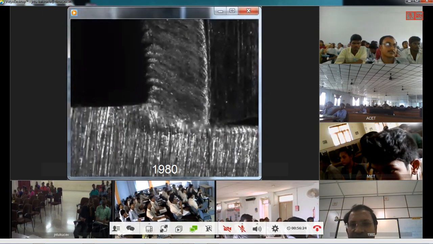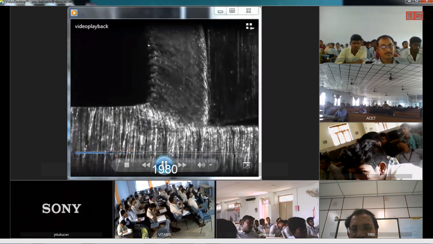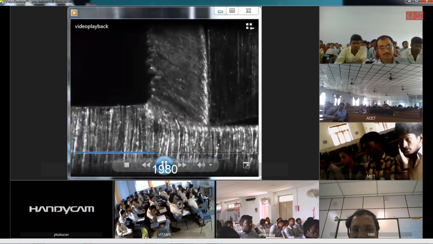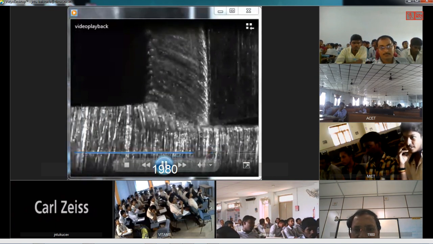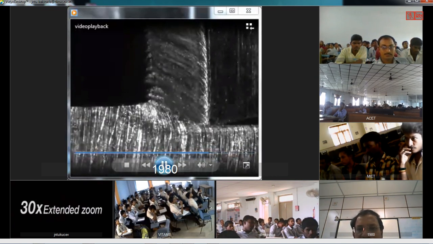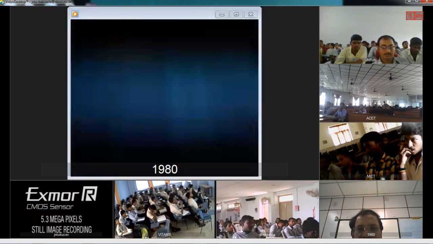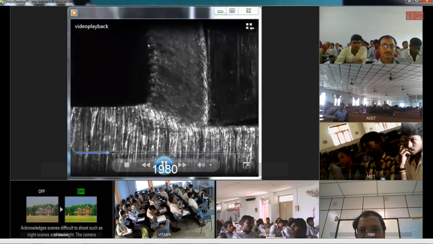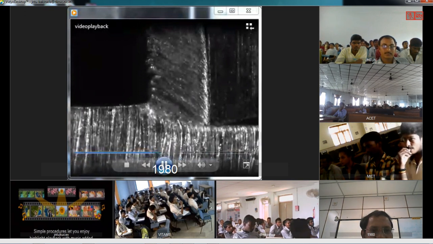I'll play it one more time. This kind of thing is not easy to capture. We need a high-speed camera with thousands of frames per second. That is the kind of camera we need to capture these kinds of images. One of the universities in the US has captured this image, so we can see how the chip is actually being formed.